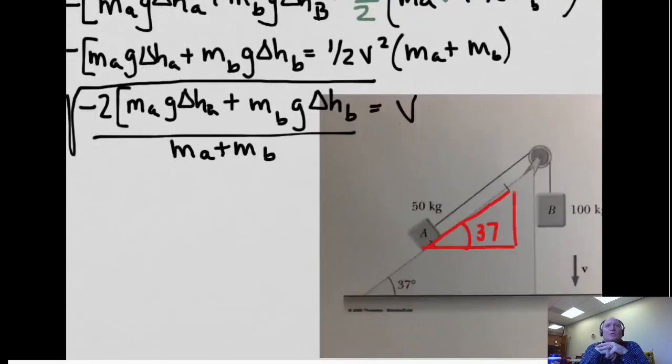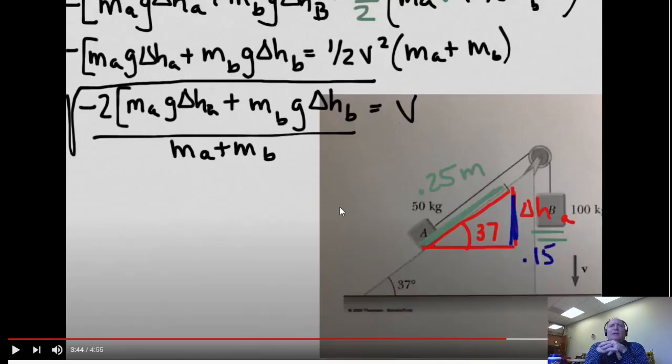So over here, I have the triangle that I'm going to use to figure out delta H of block A. I'm simply going to use trig. I know that it moved 0.25 meters up in this direction. We weren't given that before in the video, but the students knew that. So I use trig to solve for delta H, and I find out that it moved up 0.15 meters.